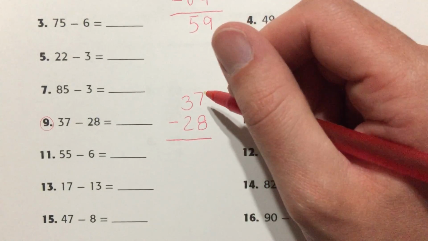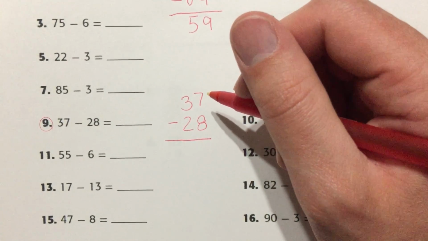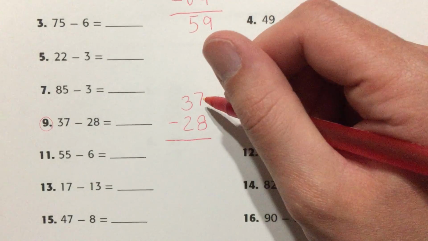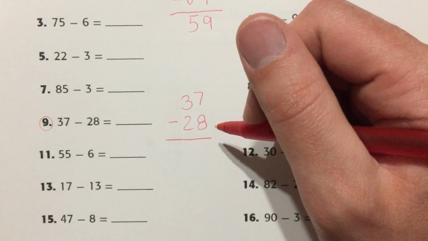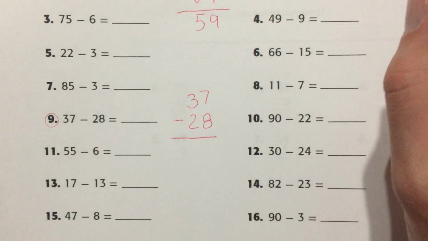Step 2, look at the 1s place. 7 minus 8. Can we take away 8 from 7? Once again, our number on top is smaller, so we cannot take away a bigger number from a smaller number right now. Okay? Eventually you might learn how to do that, but right now we cannot do that.